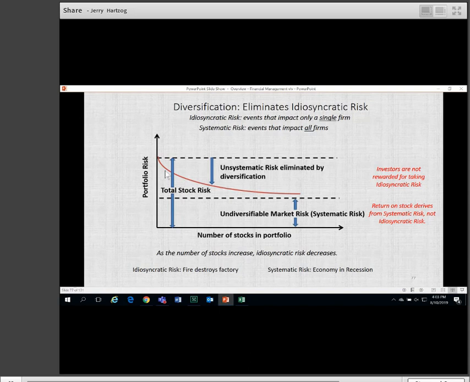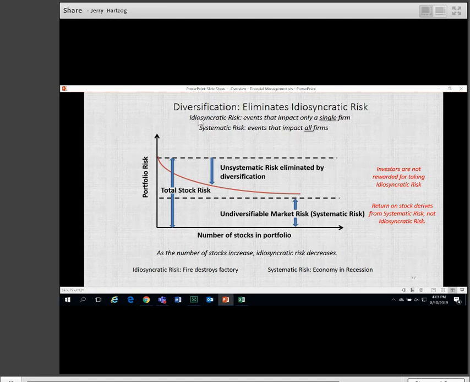But if you diversify, suppose you had 100 stocks, well, the fire might drop the value of that one share, but it would not impact the other 99, so you'd have much less risk. So that's idiosyncratic risk. It can be eliminated by diversifying, holding a lot of different stocks.